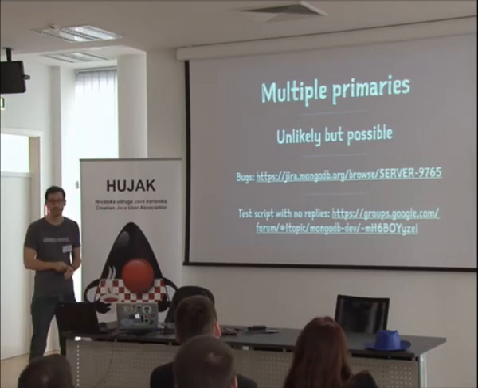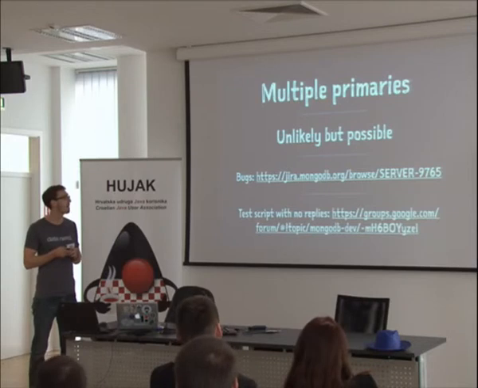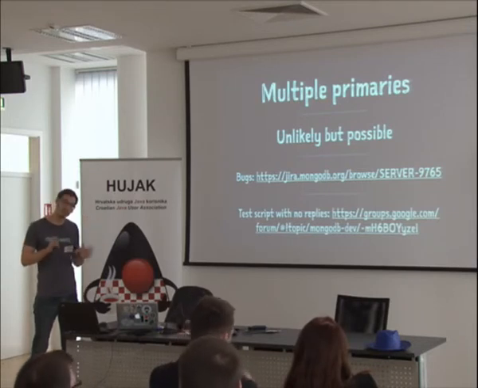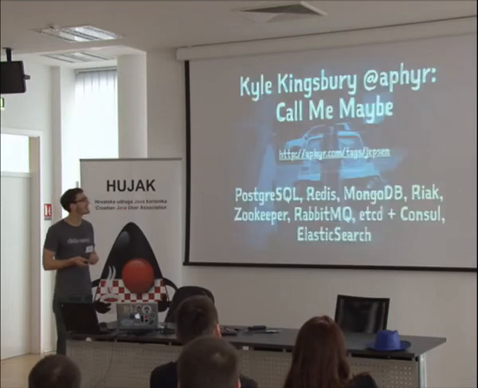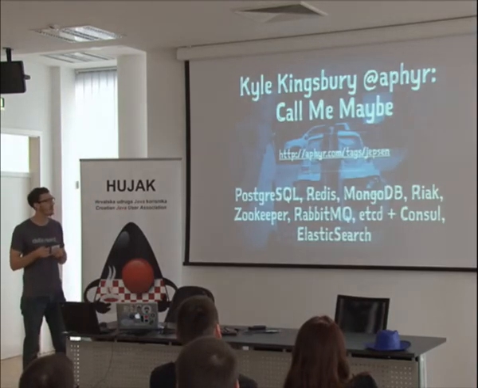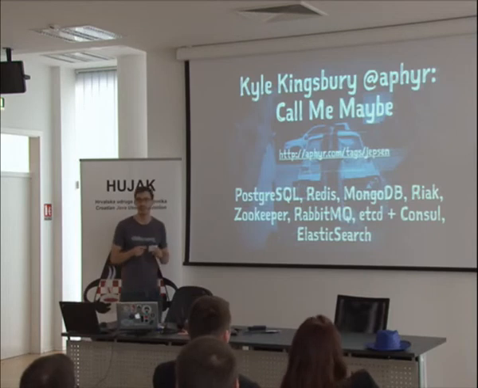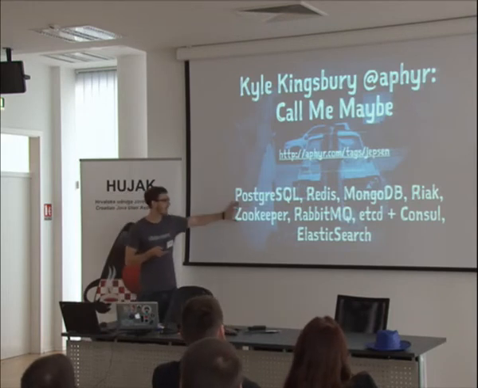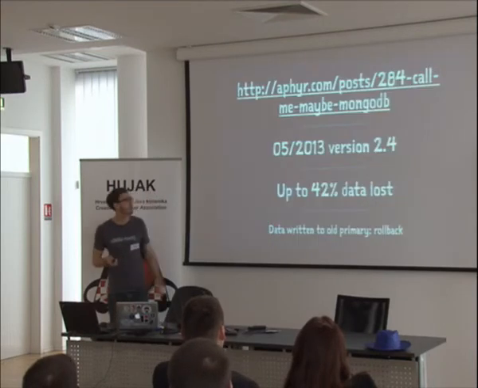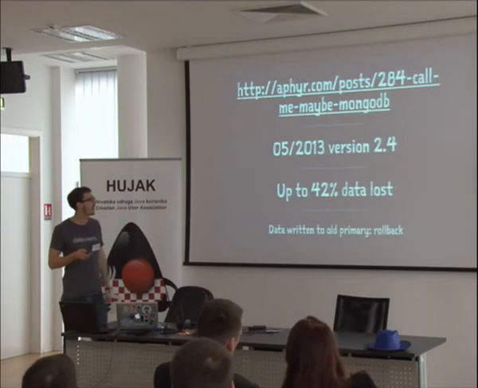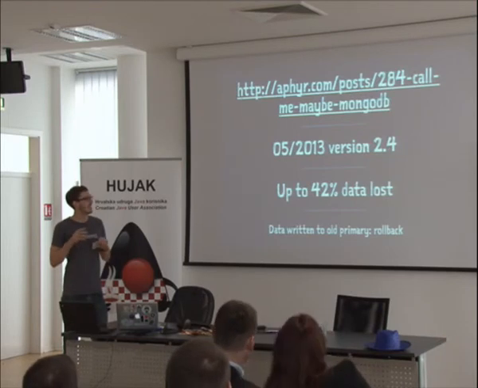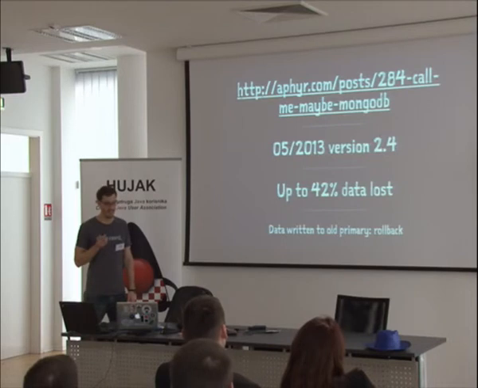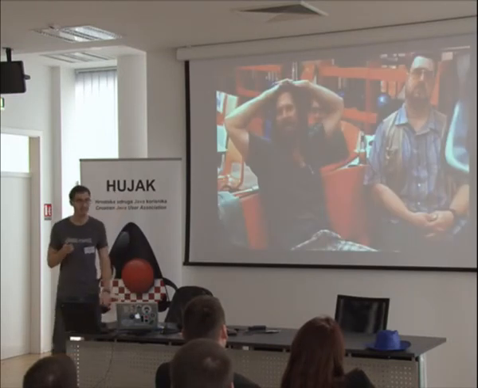What is really bad, if you have multiple primaries, in theory that should never happen, but there have been tickets that under very certain error scenarios it has been possible to have multiple of them. And then there is the very famous series Call Me Maybe from Kyle Kingsbury, who is torturing databases and trying all the error scenarios you can get. So he has tested a lot of databases, and the scenario for MongoDB isn't that nice. I mean, he did it more than a year ago, but he was able to lose up to 42% of the data he wrote to the database within a short period of time. Because the data was rolled back, and yeah, I know what you're saying, it's not an acceptable situation.